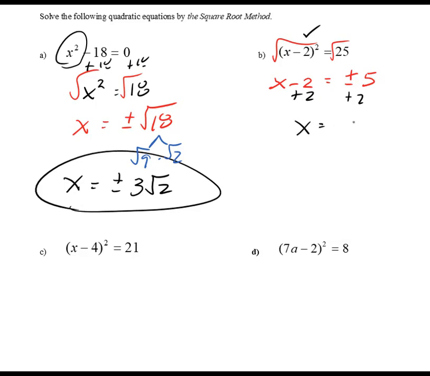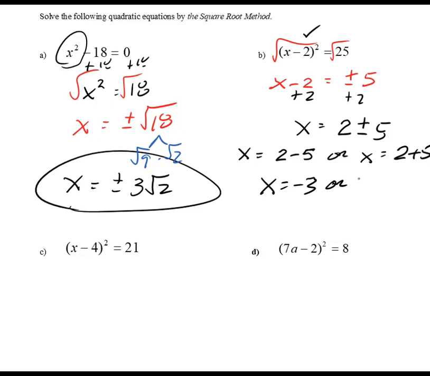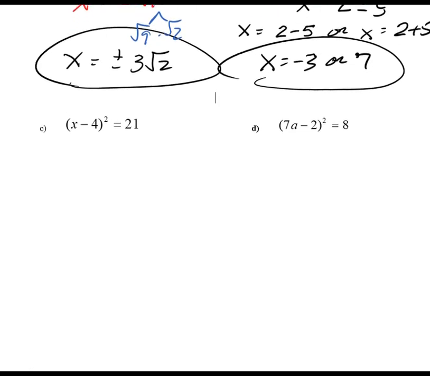So x equals, and I need to leave this as two terms so I can evaluate both. So the 2 plus or minus 5, we'd have x could be equal to 2 minus 5, or x could be equal to 2 plus 5. So x equals negative 3 or 7. Again, the plus or minus is just nice shorthand notation that we can use when we're evaluating.